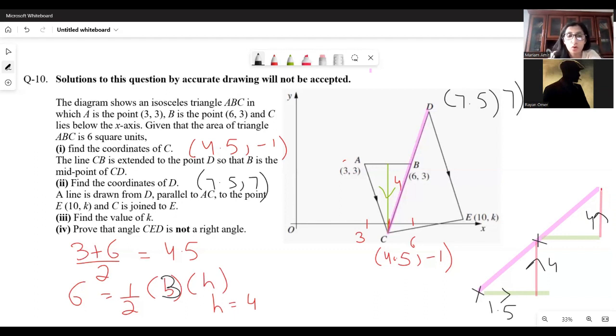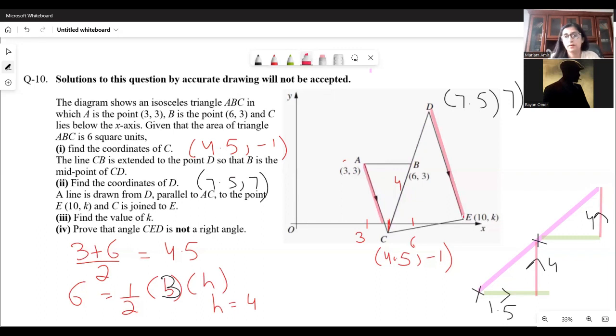A line is drawn from D parallel to AC to the point E (10, K), and C is joined to E. Okay, so they're basically telling you that these two lines are parallel. This line and this line, they're parallel. And you're asked to find the coordinates of E, the value of K, the y coordinate of E.